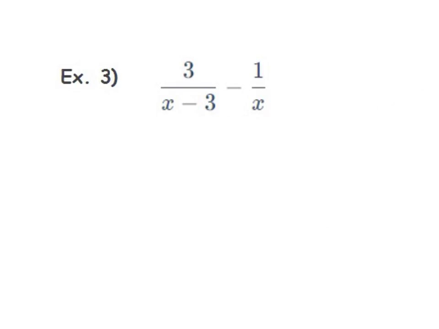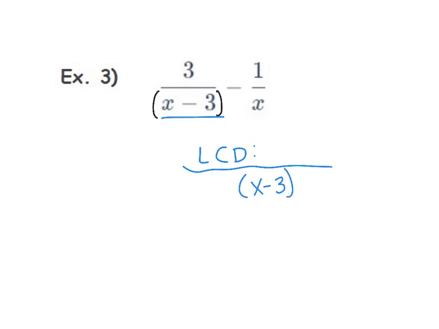Example 3, again, I'm going to start by adding those parentheses. I'm going to remind you that in every video. Can I factor any of these further? No, I cannot factor them any further. So my least common denominator, I'm going to need a factor of x minus 3. And I'm going to need a factor of x, and I'm just going to put that x in front. And there I have my least common denominator.